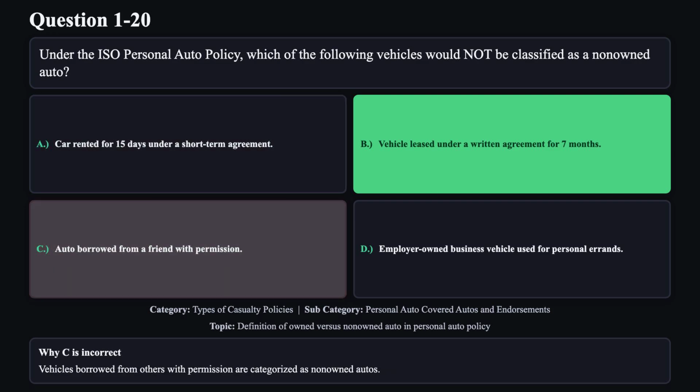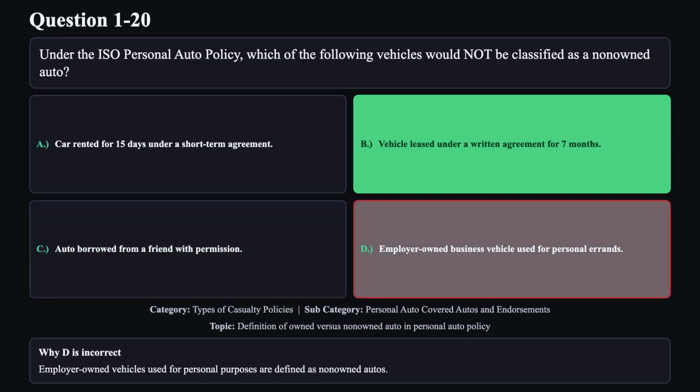Reason C is not correct. Vehicles borrowed from others with permission are categorized as non-owned autos. Reason D is not correct. Employer-owned vehicles used for personal purposes are defined as non-owned autos.